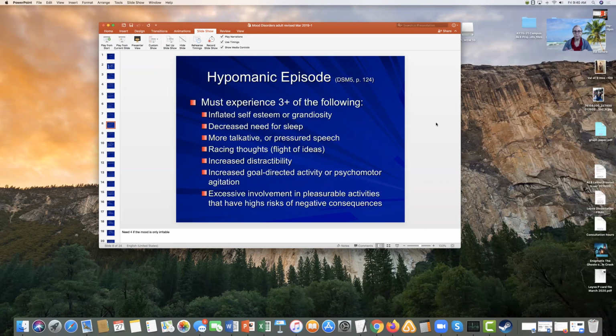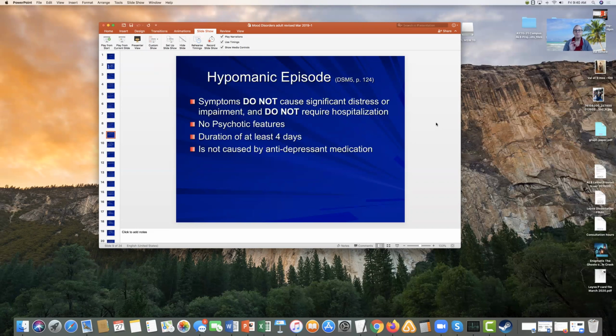So we here see the inflated self-esteem, decreased need for sleep, or talkative, racing thoughts, increased distractibility, the goal-directed activity, or excessive involvement in pleasurable activities that have high risk of consequences. These symptoms do not have to cause significant distress or impairment and do not have to require hospitalization in order to use this diagnosis. In this one, there can be no psychotic features. If there are, you have to use a manic episode. And the duration has to be at least 4 days, so 4 days in a row, and is not caused by antidepressant medication.